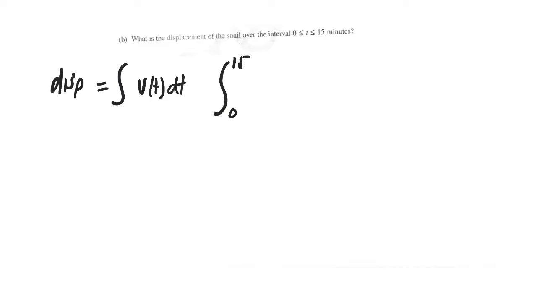Part B asks for the displacement. We know that displacement is equal to the integral of velocity, and so we simply would have to integrate that function from 0 to 15, and the function was 1.4 ln of 1 plus t squared dt. This is not something you could differentiate by hand. You would have to use Math 9.